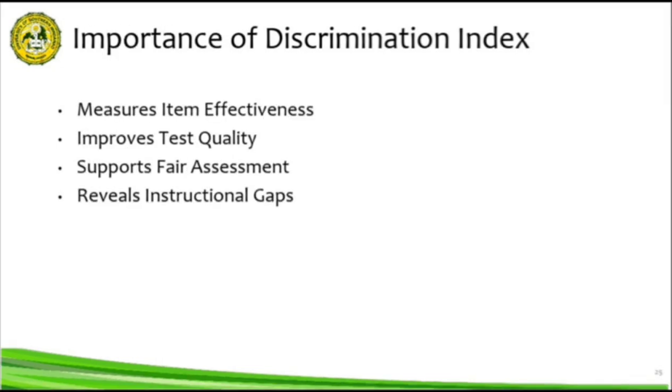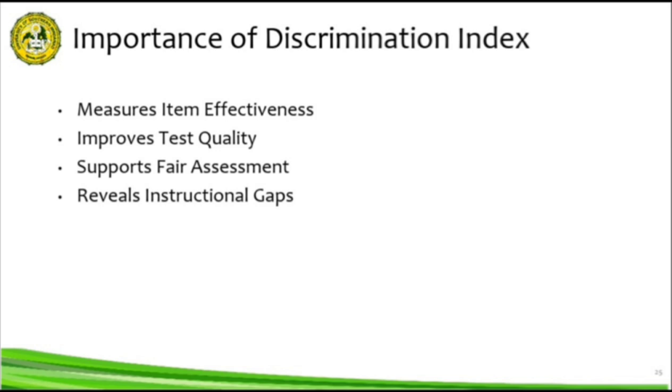Moving on to the importance of the discrimination index, it measures item effectiveness. It helps identify good test items, those that students who understand the material can answer correctly, while those who don't usually get it wrong. Next, it improves test quality. By analyzing discrimination values, teachers can revise or remove poor test items that don't function well, such as confusing, misleading, or too easy or too hard items.